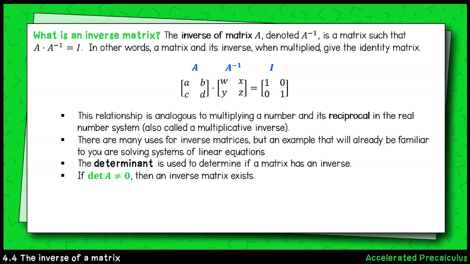You may also recall the use of the -1 exponent. That means take the reciprocal of the base. The notation for an inverse matrix is also the -1 exponent, with the base referring to the matrix we are taking the inverse of. For example, A to the -1st power means take the inverse of matrix A. The determinant is used to determine if an inverse matrix exists. In general, if the determinant of a given matrix is not equal to 0, then the inverse matrix does exist.